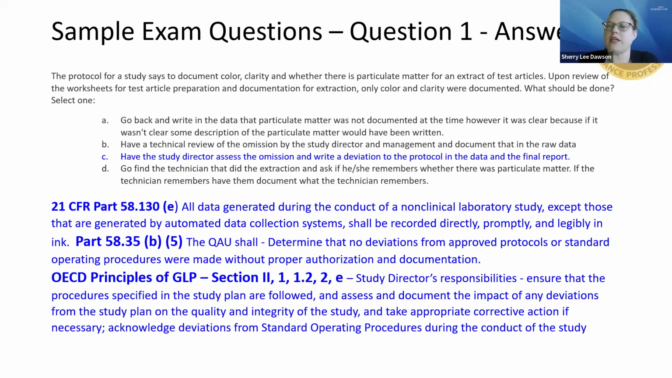Does anybody have any other questions on that, or any potential other approaches, or what you may have thought might have been an acceptable response?